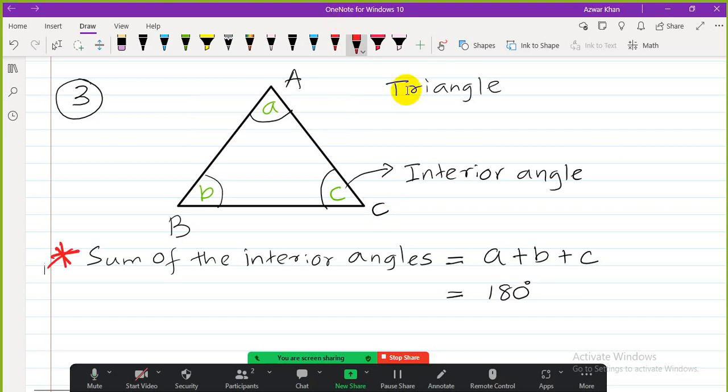Okay, any questions? No, sir. Okay, please copy this down. Sir, I've done. Okay, did you draw the triangle also? Yes, sir. Okay, very good. Okay, now let's see.